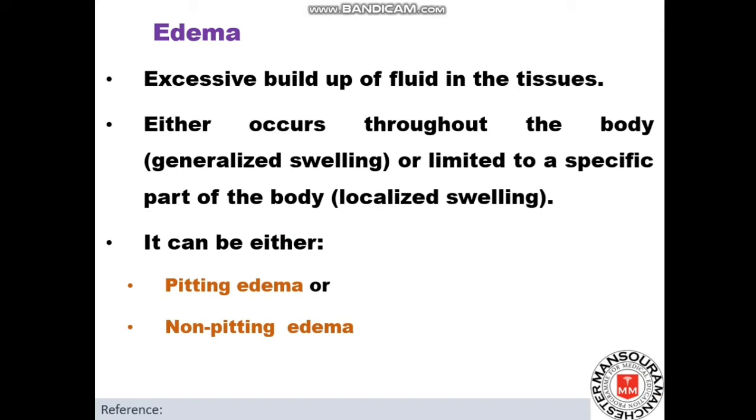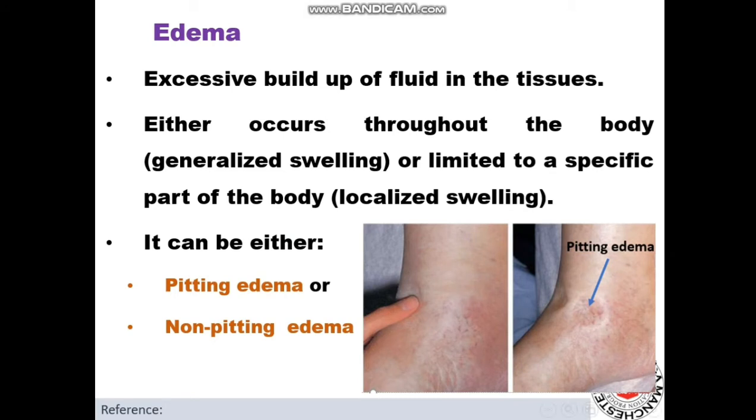It can be either pitting or non-pitting edema according to this figure. Either pitting edema in cases of severe anemia, chronic liver failure, chronic heart failure, or chronic renal failure, and non-pitting edema in cases of lymphedema, in cases of obstruction by masses or lymph nodes in the lower limb, in cases of huge lymphadenopathy, inguinal lymphadenopathy, or in the upper limb in huge axillary lymphadenopathy.